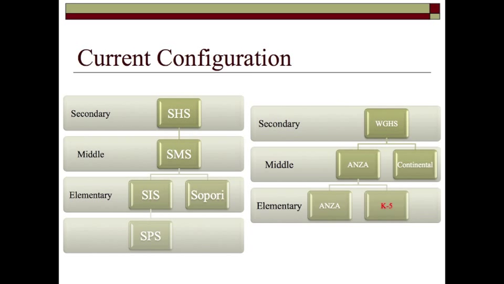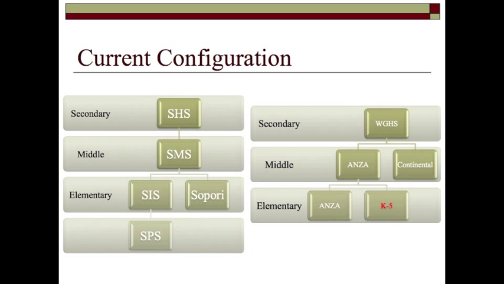The next slide shows our current configuration or tracks. The left-hand side shows the main campus, while the right-hand side shows all the students not on the main campus. It is very important to understand this screen as we went through our logic, knowing that the new K-5 school represented in red will feed into ANZA. This is due to both of our high schools being the same size. We need to make sure that both middle schools feed into the high schools at the same rate.